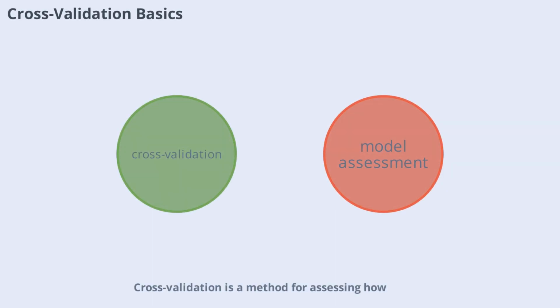Cross-validation is a method for assessing how well your model will perform on unseen data. It involves splitting your data into multiple parts, training the model on some parts, and testing it on others. This process helps you get a more accurate estimate of your model's real-world performance and reduces the risk of overfitting.